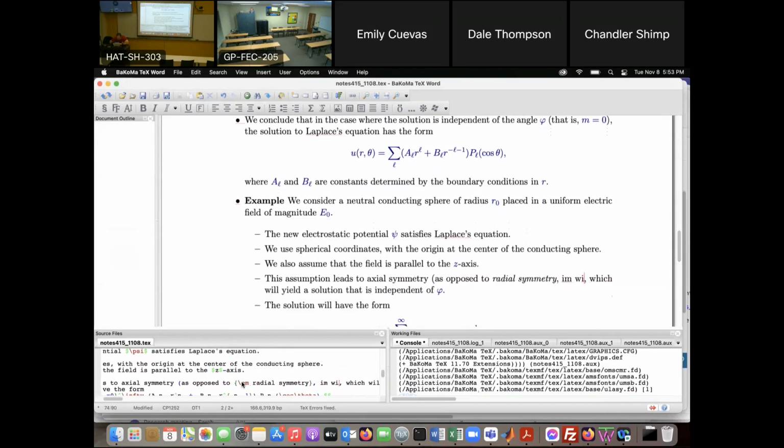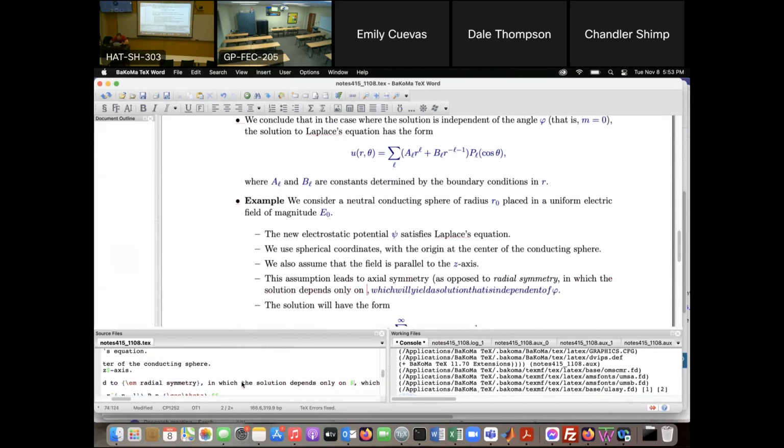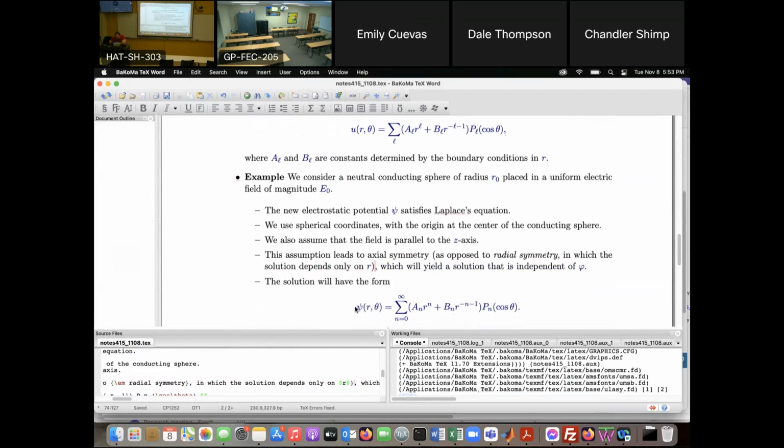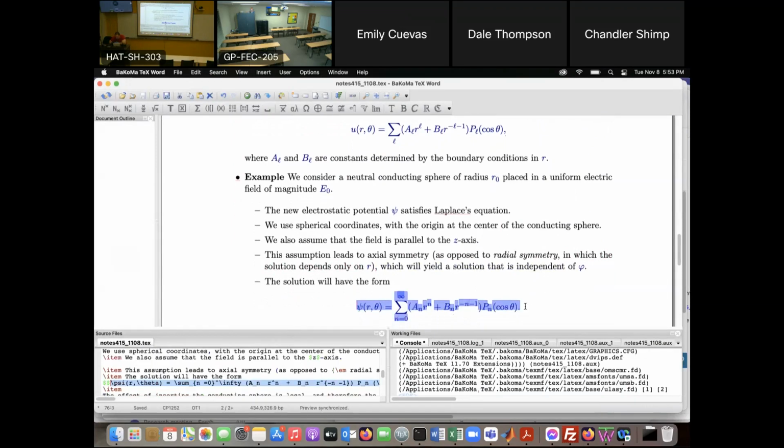Radial symmetry depends only on r. Here the solution depends on r and theta. So this is what we have here. It's the same form of a solution.